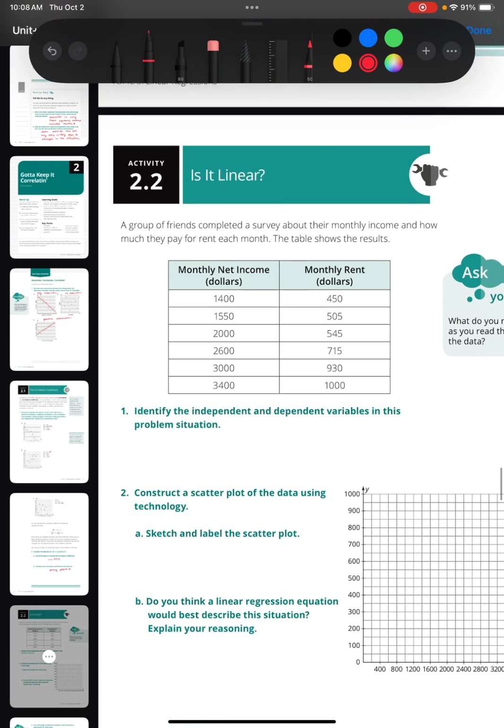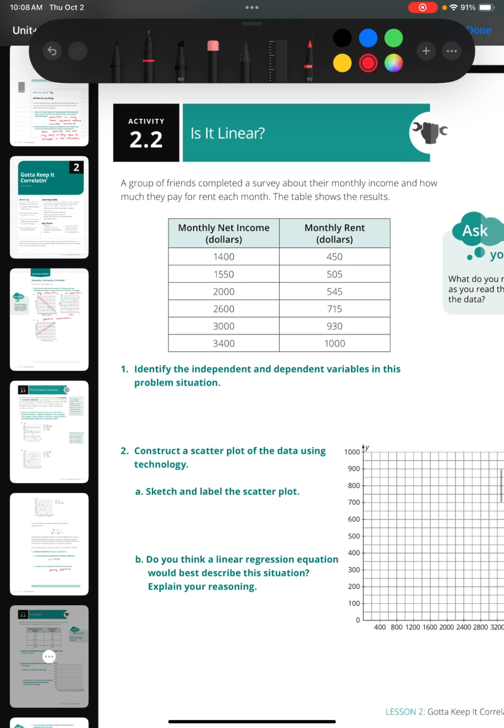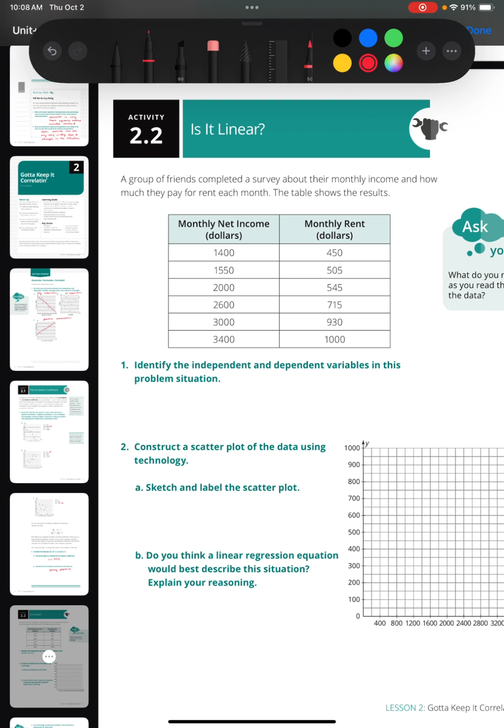All right, for activity 2.2, is it linear is what we're looking at. It says a group of friends completed a survey about their monthly income and how much they pay for rent each month, and the table shows those results. We've got an X column that's monthly net income, and a Y column that is our rent. To identify independent and dependent variables, I'm going to label them up here on our table. Here's our independent variable, the monthly net income, and our dependent variable, our monthly rent. We'll draw a little arrow up there to recognize that.